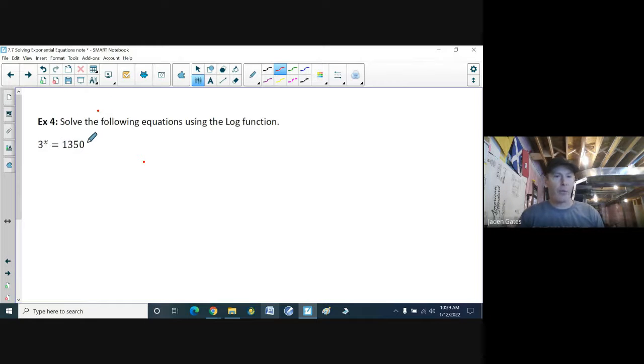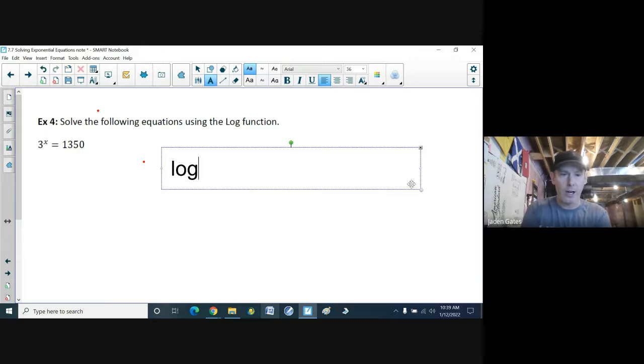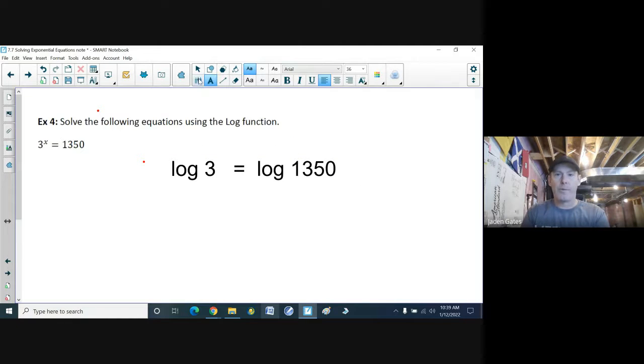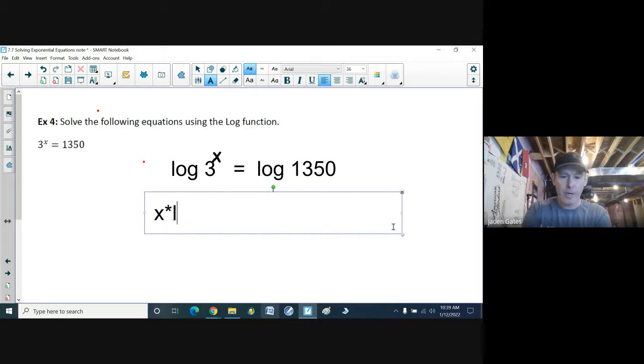This time we got 3 to the power of x is equal to 1350. All right, so again, the first step, I'm going to take the log of both sides. All right, so let's put that power of x. There we go. And now again, I'm going to use that log rule. So I bring my exponent down in front, and it's going to be multiplying log 3. All right, the log of 1,350. Again, I type that into my calculator. I get 3.13.